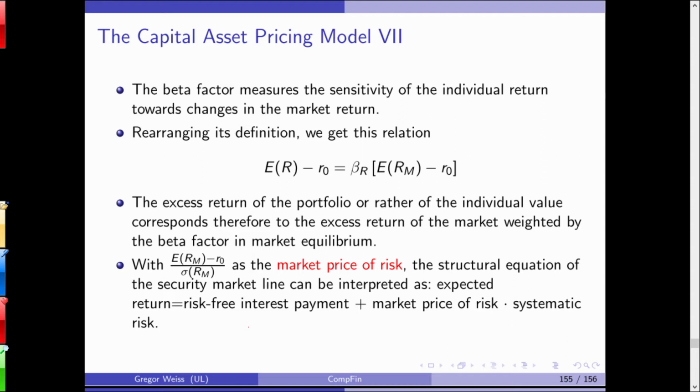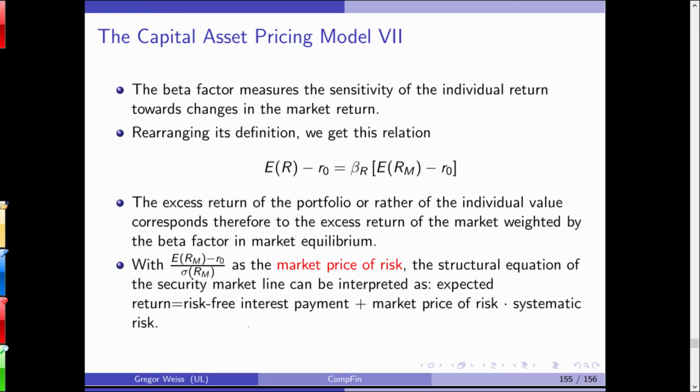So the excess return of the individual value corresponds to the excess return on the market weighted by the beta factor in equilibrium. And you should always remember what beta and alpha factors tell you. The alpha tells you something about the excess return, and the beta factor tells you how the excess return on the market portfolio has to be weighted in order to get the excess return on the individual stock.